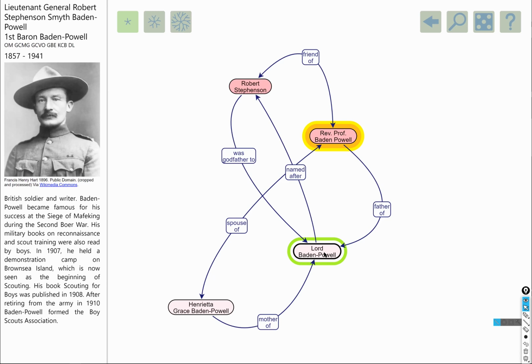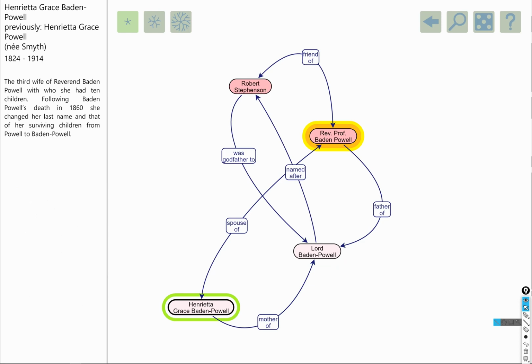And then we've got, where does the Smythe come from? Well, Smythe is the maiden name of Baden-Powell's mother, originally Henrietta Grace Smythe. Then she became Henrietta Grace Powell when she married the professor. And then she decided, after the Reverend Professor Baden-Powell died, to change her name in his honor to Baden-Powell. And she also changed the name of all of her children, including Baden-Powell, the scouting chap.